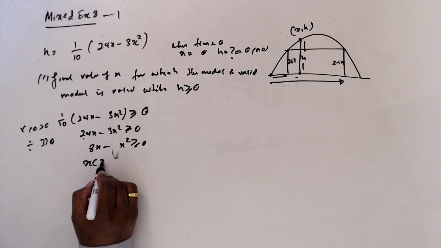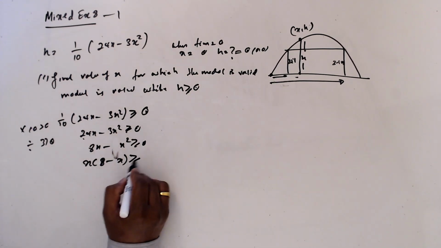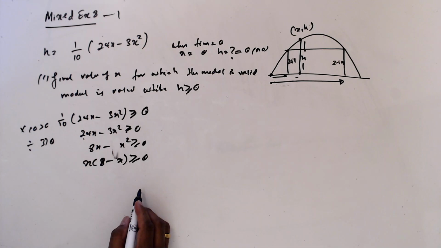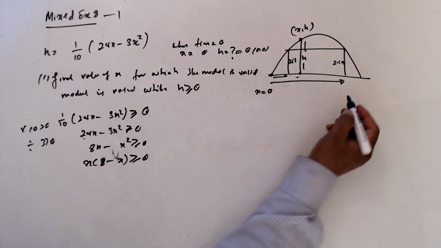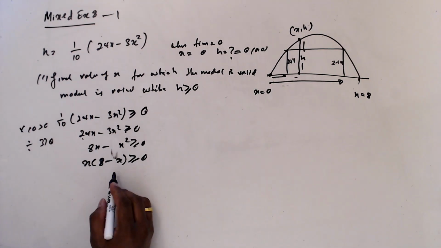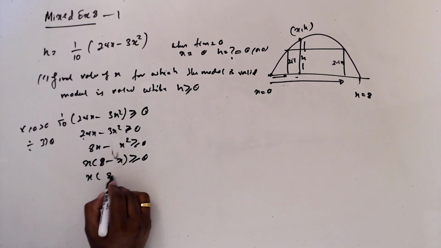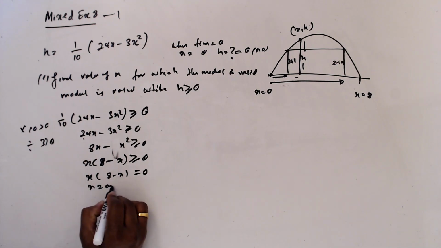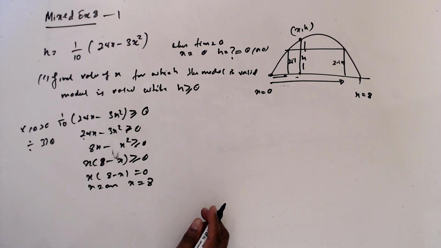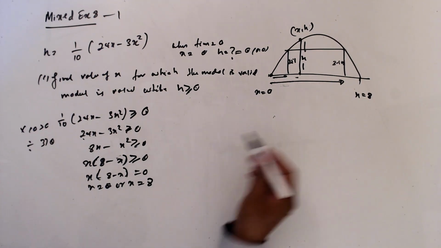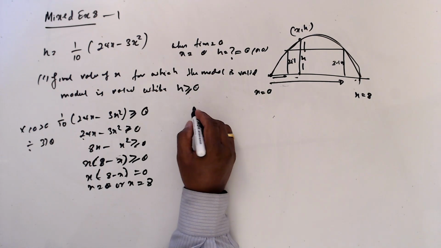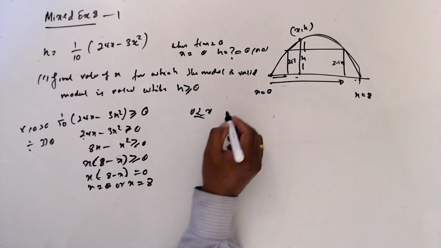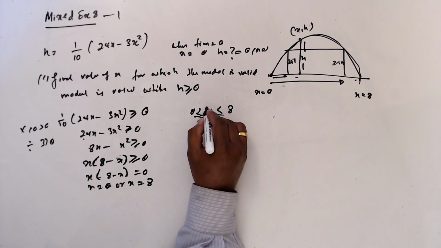Then 8 minus x greater than or equal to 0. Now we can see 2 points: one is x equals 0 and the other is x equals 8. x times (8 minus x) equals 0, so x equals 0 or x equals 8. Now we know the answer. So the region from 0 to 8 is where the model is valid: 0 less than or equal to x less than or equal to 8.